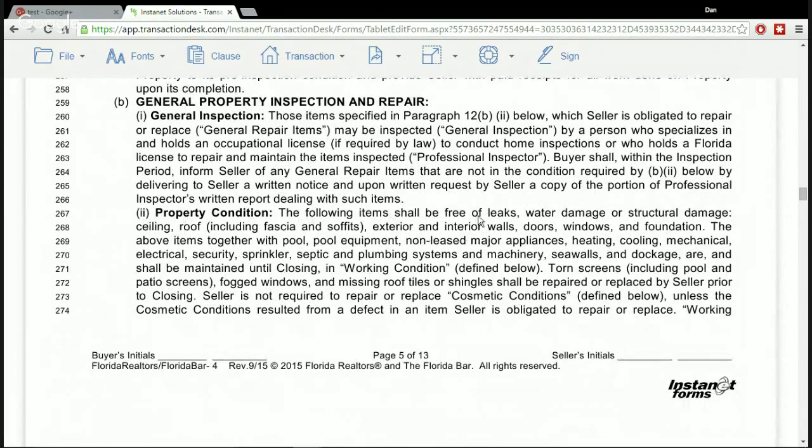Item 2 here is the property condition. So this talks about what is covered. What is it supposed to be? The following items are supposed to be free of leaks, water damage, and structural damage, and those items are the ceiling, the roof, including the fascia and the soffits, the exterior and interior walls, the doors, windows, and the foundation. Those should all be free of leaks, water damage, and structural damage. Those items, together with the pool equipment, major appliances that are owned, heating and cooling systems, mechanical systems, electrical systems, security systems, sprinkler systems, septic and plumbing systems, and machinery, seawalls and dockage shall all be maintained until closing in a working condition. So that's defined below. What is working condition?